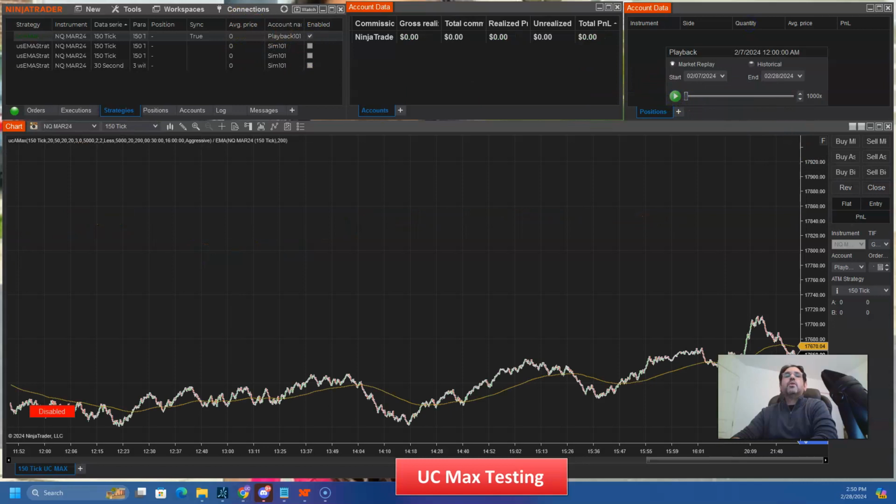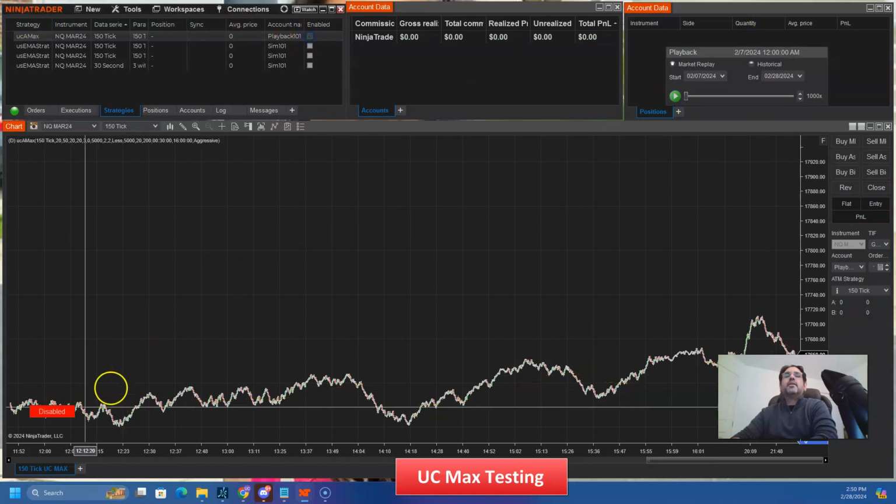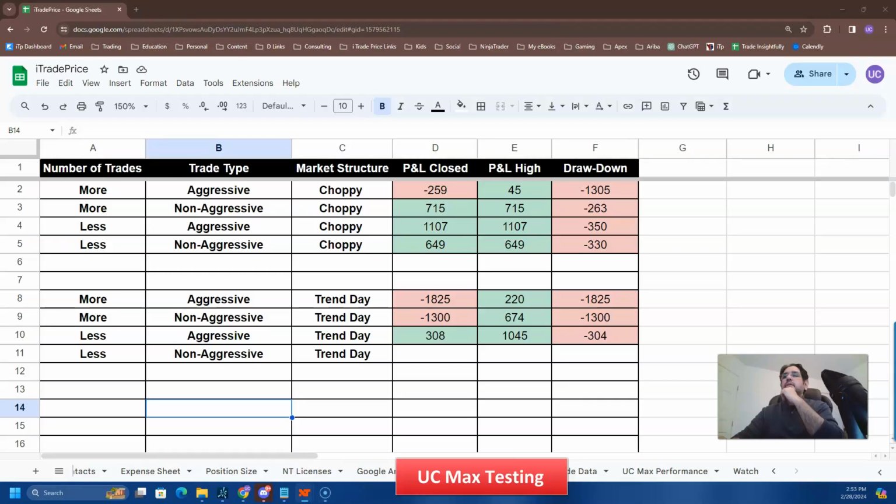Where we don't want more trades, and trade type is also non-aggressive. Okay, so let's enable that and let's run the show. Now this is like the most conservative one, right? Less number of trades and non-aggressive.